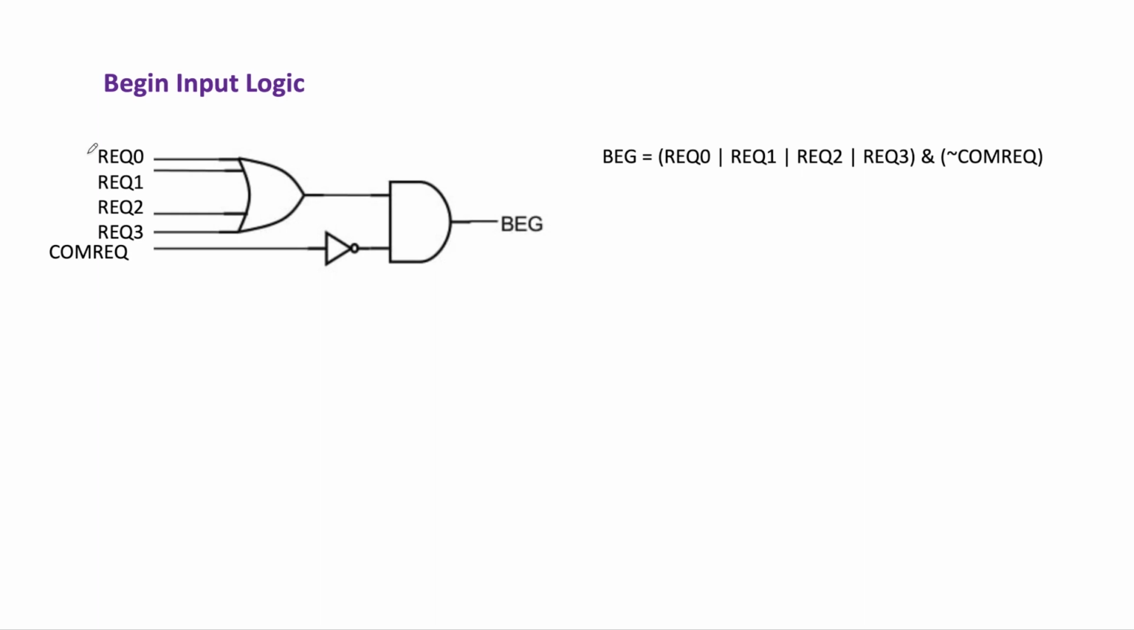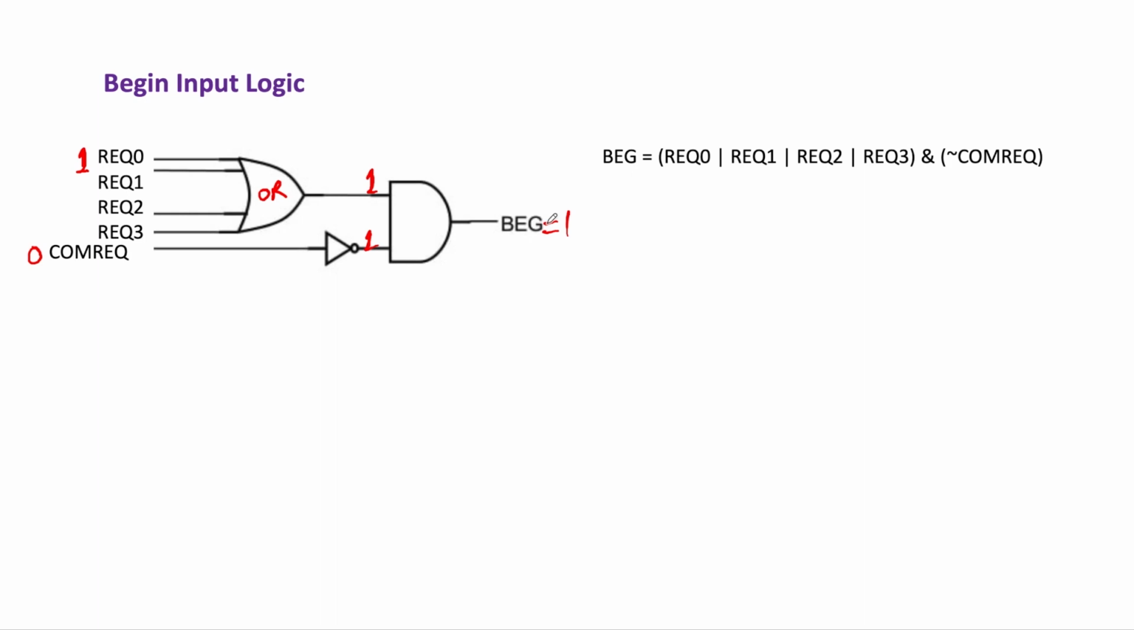So if we have any of the requests as active high, and we have the communication request as 0, that means the bus is free at the moment. So here we would get an active high signal. This would be 1. So this OR gate would be active high whenever a request is present at the encoded logic. So when both of them are 1, the begin signal would be 1, and we could then start the scheduling process. So this is really important logic to start off the scheduling circuit.